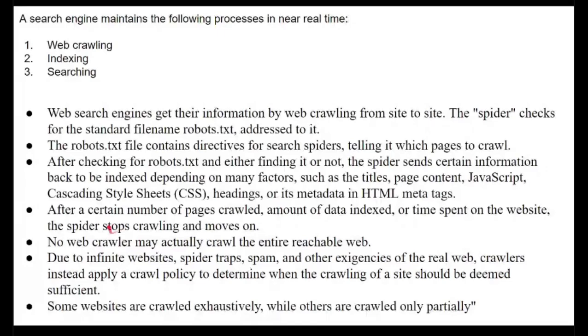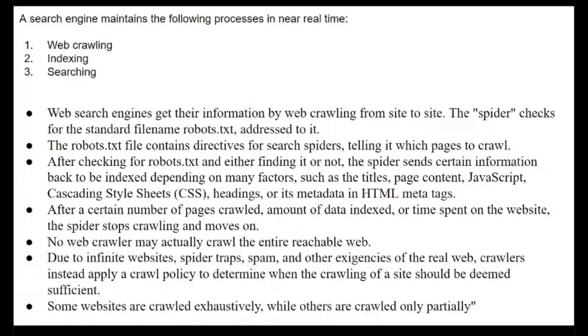Okay. So what happens here is that after checking for robots.txt, the spider sends certain information back to be indexed depending on many factors such as metadata, JavaScript, cascading style sheets, headings, or its metadata in the HTML meta tags. Now after a certain number of pages scrolled, amount of data indexed, or time spent on the website, the spider stops scrolling. That means it stops crawling and moves on.